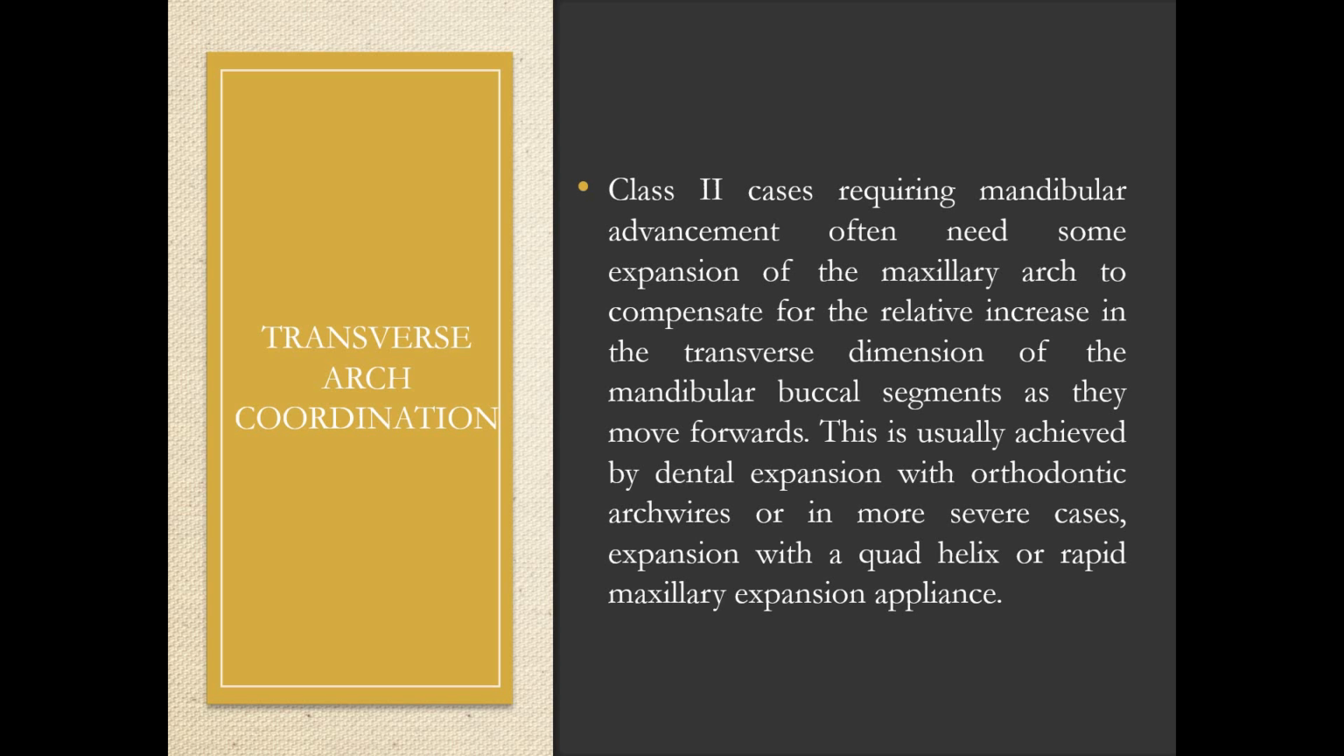Class 2 cases requiring mandibular advancement often need some expansion of the maxillary arch to compensate for the relative increase in the transverse dimension of the mandibular buccal segments as they move forwards. This is usually achieved by dental expansion with orthodontic arch wire, or in more severe cases, expansion with a quad helix or rapid maxillary expansion appliance.